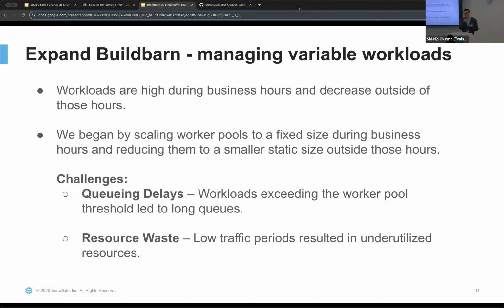With this scaling, we saw two challenges. The first challenge is queue delays. Basically, workloads could still exceed the worker pool size, the worker pool threshold, which led to long queuing. And the second challenge we saw is resource waste. Basically, the worker pool could still be underutilized when the traffic or the workload was low.